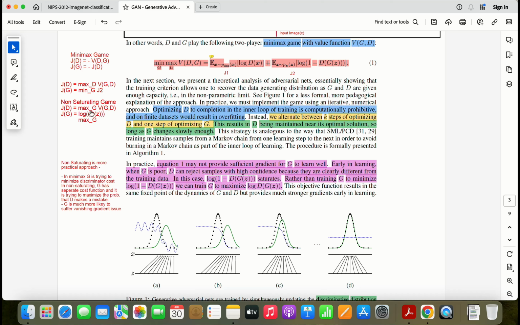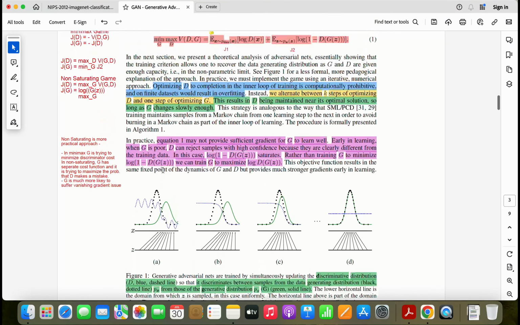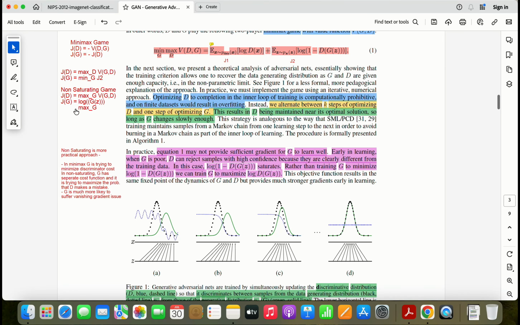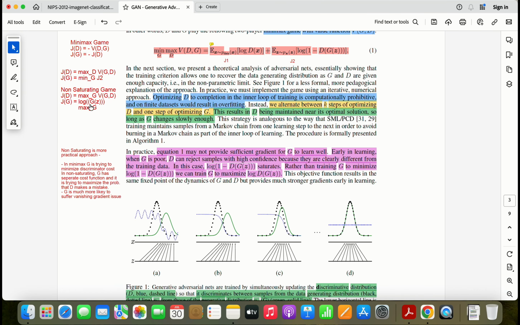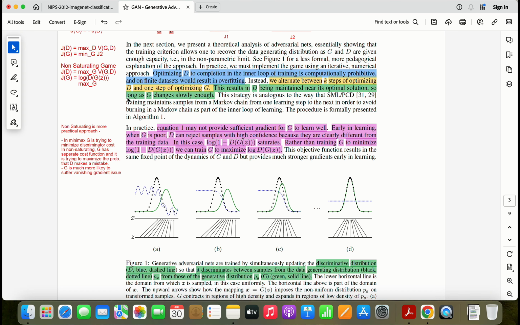And there is another version, which is more practical. I think in this research paper also it is mentioned, but the algorithm they have solved used the min-max game. But there is a more practical version called the non-saturating game. In the non-saturating game, the only difference is that the cost function of the generator has changed. Here, instead of minimizing log of 1 minus D of G of z, we are maximizing log of D of G of z. The purpose of this is that it gives more gradient. If you plot log of y compared to log of 1 minus y, log of y will have more gradient as compared to log of 1 minus y.